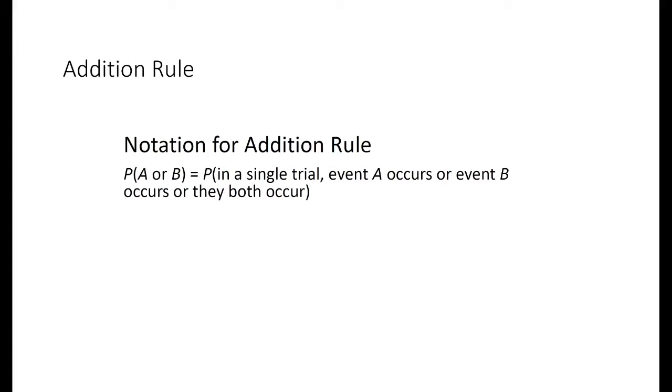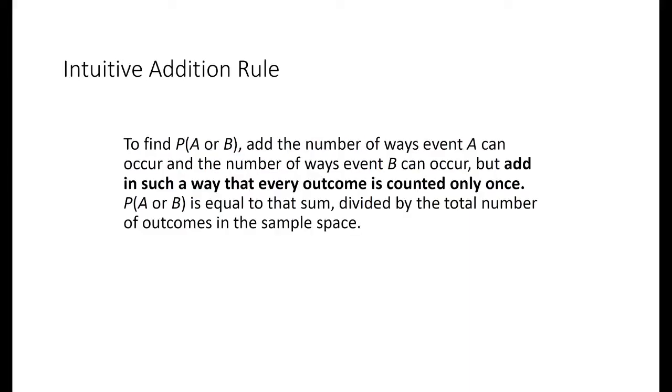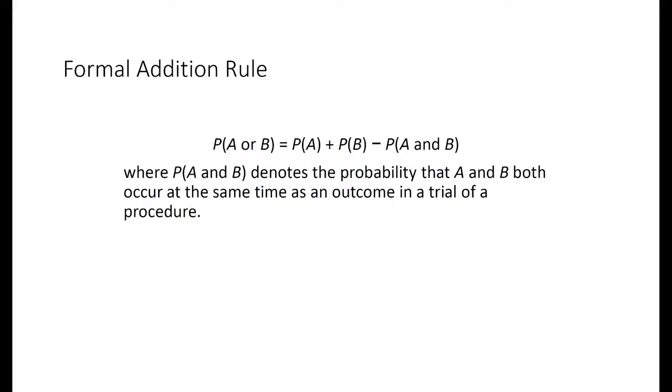So the addition rule: if you would like to find the probability of A or B, first we need to find the probability that, in a single trial, event A occurs or event B occurs or they both occur. That's the meaning of probability of A or B. To find this probability, add the number of ways event A can occur and the number of ways event B can occur, but add in such a way that every outcome is counted only once, so we cannot count it twice. Probability of A or B is equal to that sum divided by the total number of outcomes in the sample space. We are going to see an example, but before that, this is the formula we need to use.